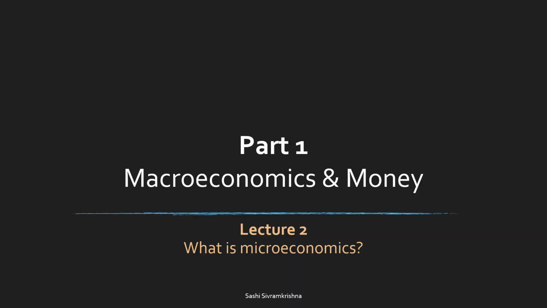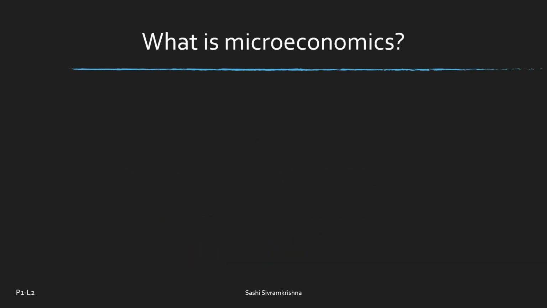We are in part 1 of the course, Macroeconomics and Money. In lecture 2, we will answer the question, what is microeconomics? In lecture 1, we defined economics as the study of the market system. In this lecture, we will look at what we mean by microeconomics. Microeconomics is defined as the study of individual markets for goods and services.